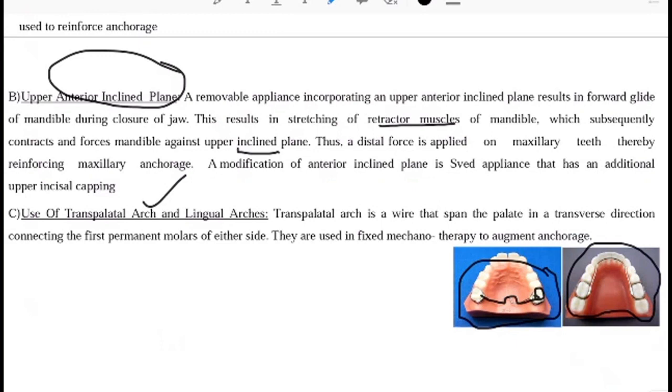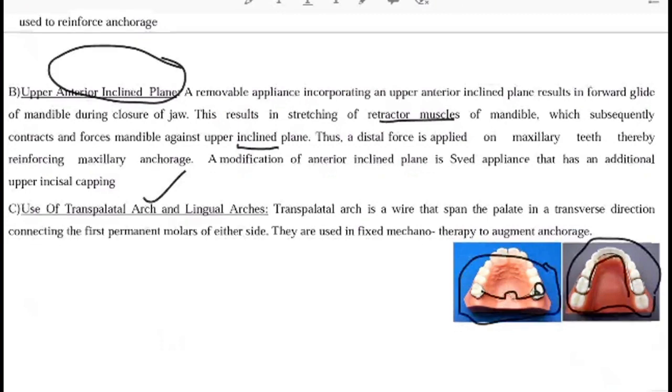Now the other one, the lingual arch. What happens in lingual arch? There is a wire that is running through the lingual aspect of all the teeth, and they are banded to where? To the lower molar. This is a lingual arch. Okay, so this is another example for what? Reinforced or multiple anchorage. You are using more than one type of resistance unit for anchorage.